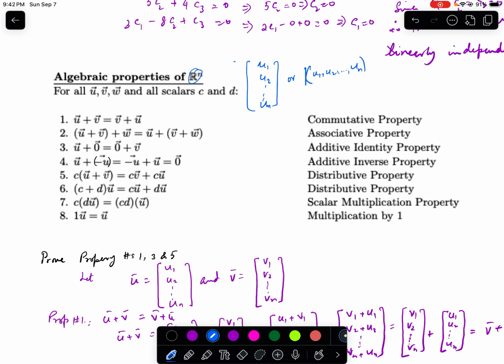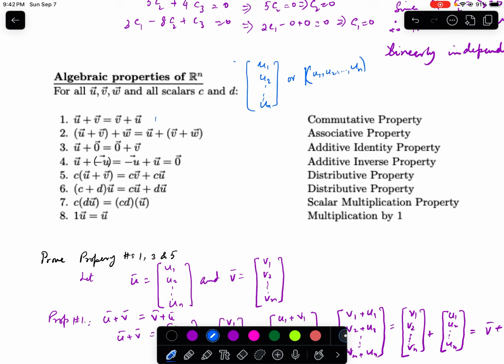Okay. So now we have these algebraic properties, and I will show you how to prove some of these. So you should be able to do the proofs, because similar things will come up later in coming chapters. If you understand how to do the proofs here, then it will be easier for you to do the proofs later. And you will notice we will have some things other than Rn, but these properties will be very, very similar.